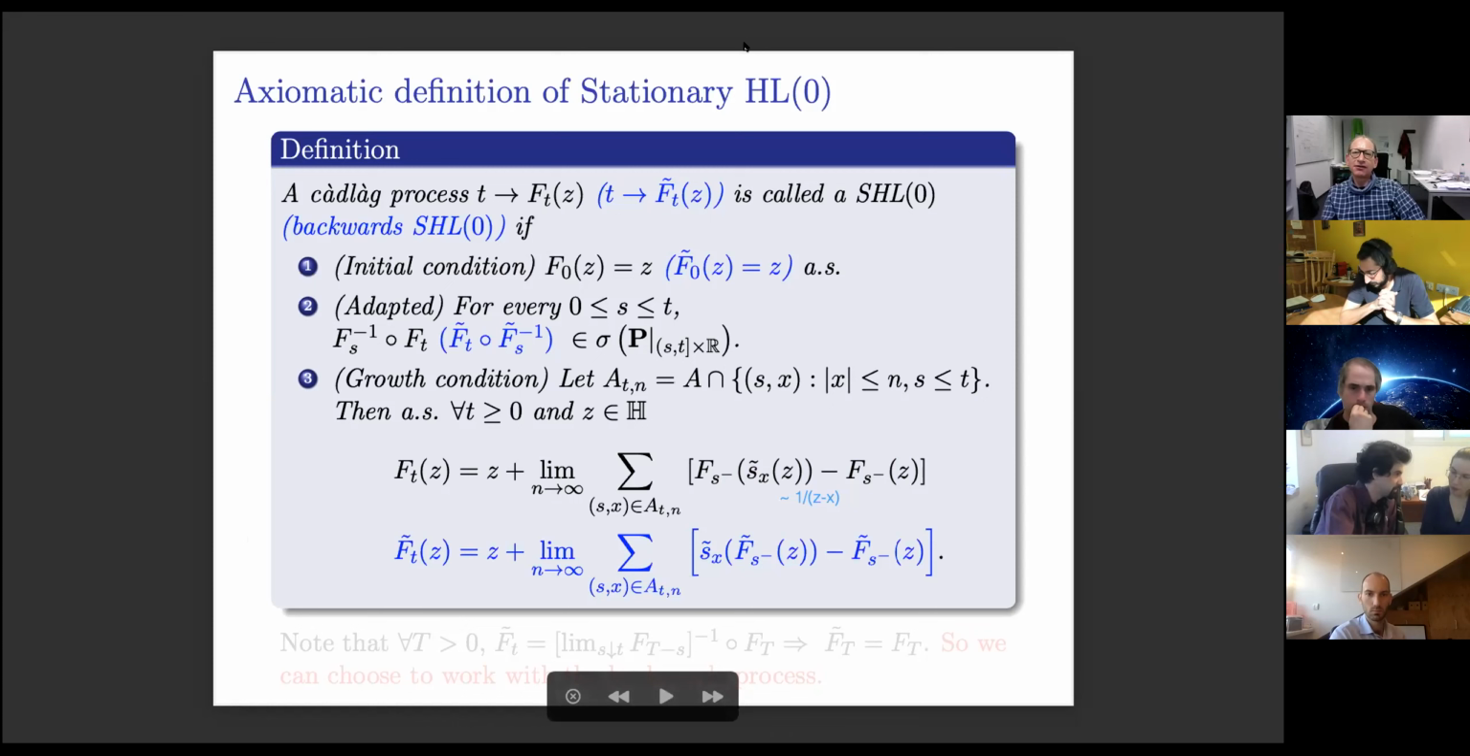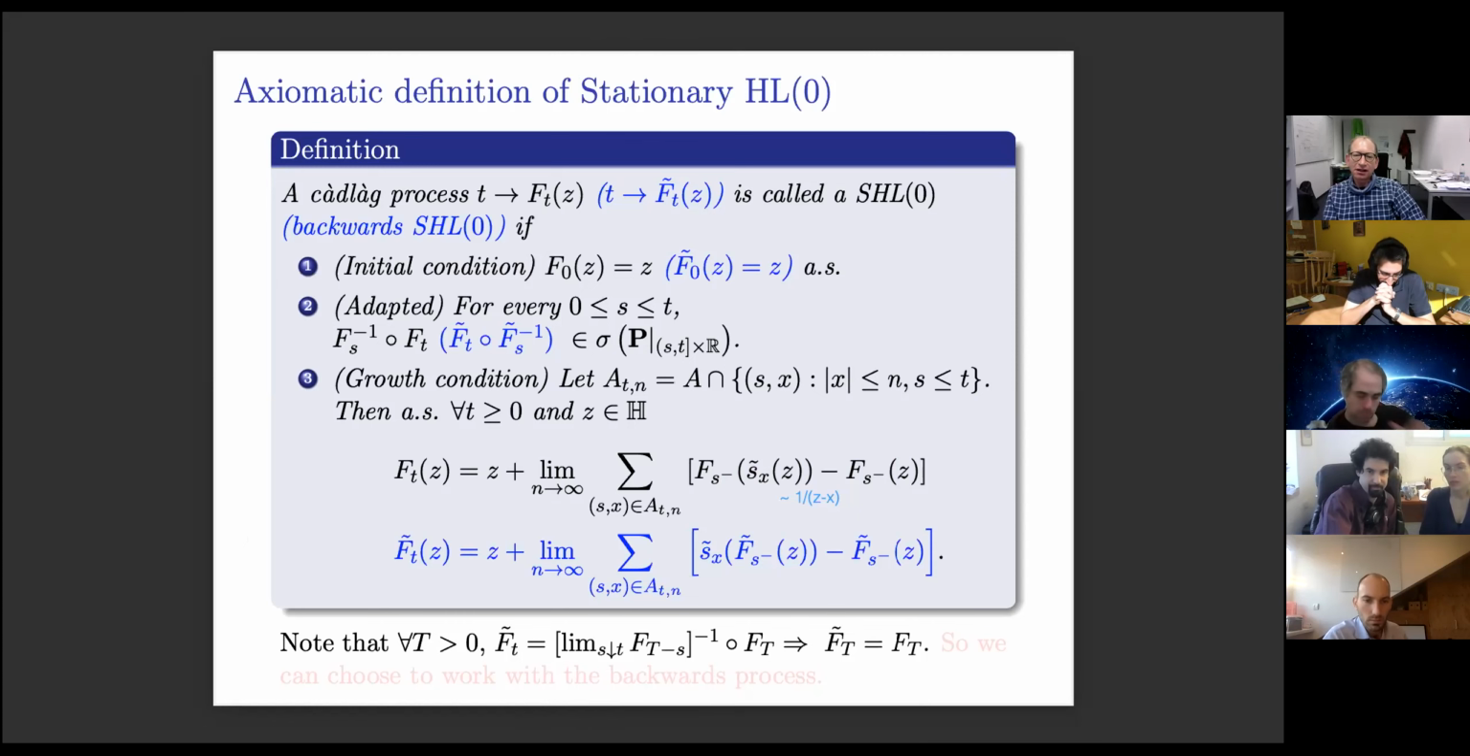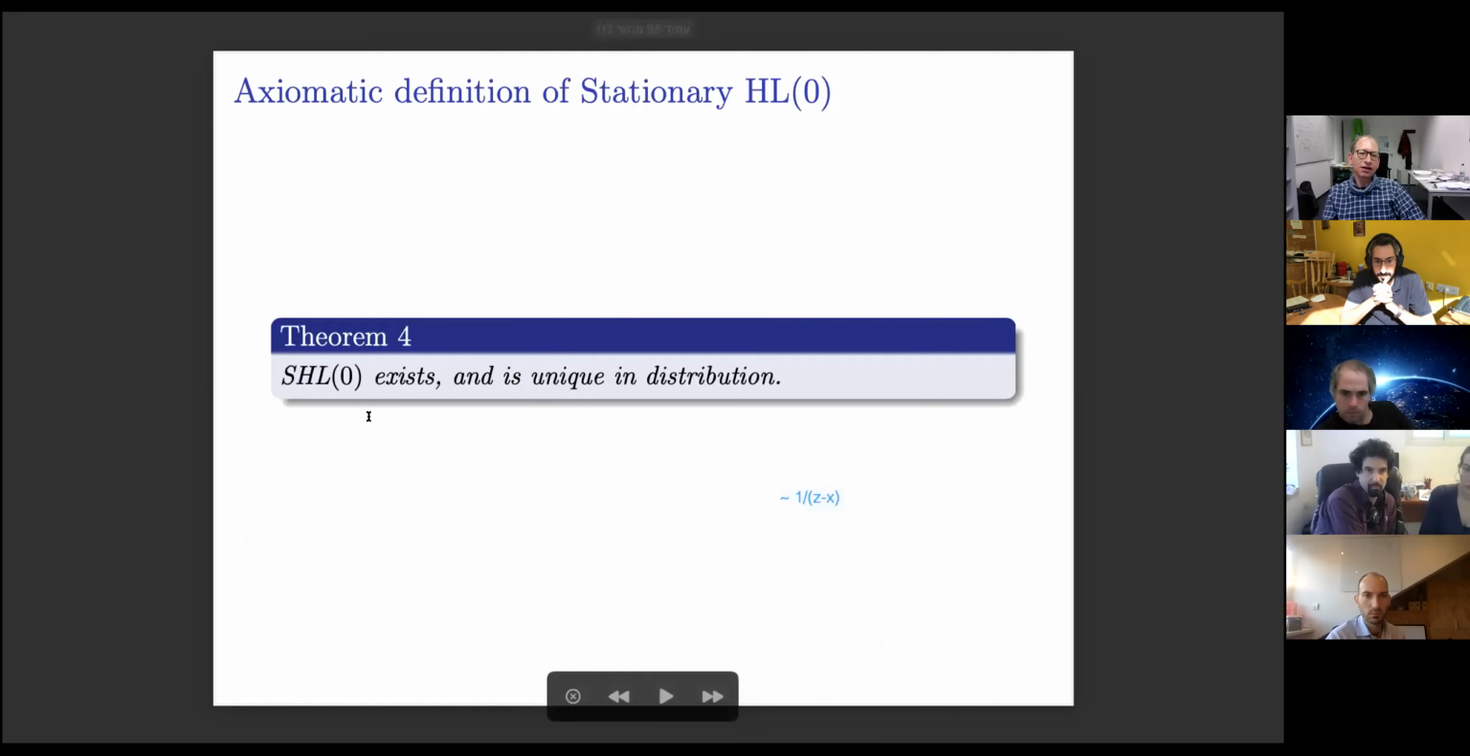Now I gave you an axiomatic definition. So when you give an axiomatic definition, you need to show that it actually exists. So here's the theorem. It exists and it's unique in distribution.